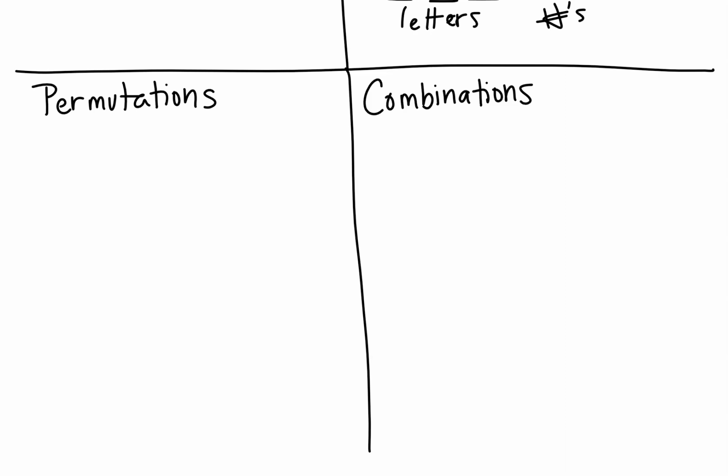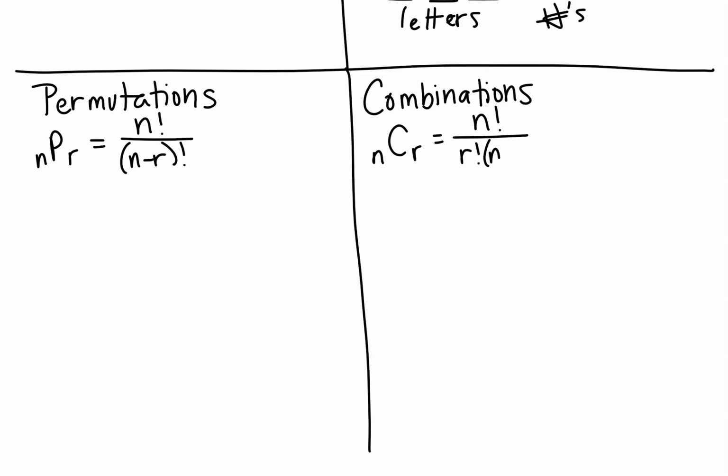And we know our calculator will do these for us, but it's also good for us to know what the setup looks like. So if we have nPr, that would be n factorial over n minus r factorial. And for combinations, it would be nCr, which would be n factorial over r factorial times n minus r factorial.